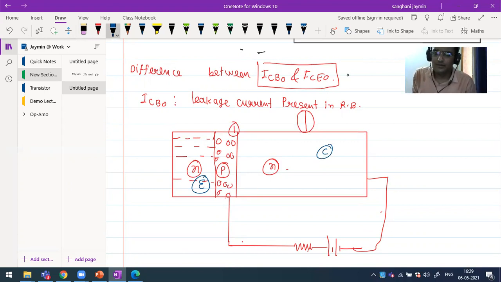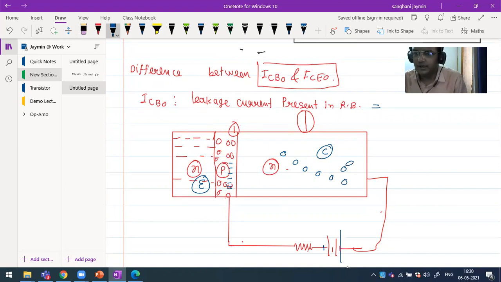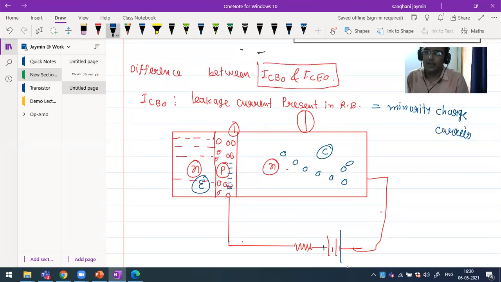So now see this. What is the meaning of leakage current that can flow under the reverse bias? First of all, whatever electrons are present here in the p-type semiconductor and whatever holes are present here, remember that point. Leakage current means what? It flows due to the minority charge carrier. Leakage current flows due to the minority charge carrier. Remember that point.